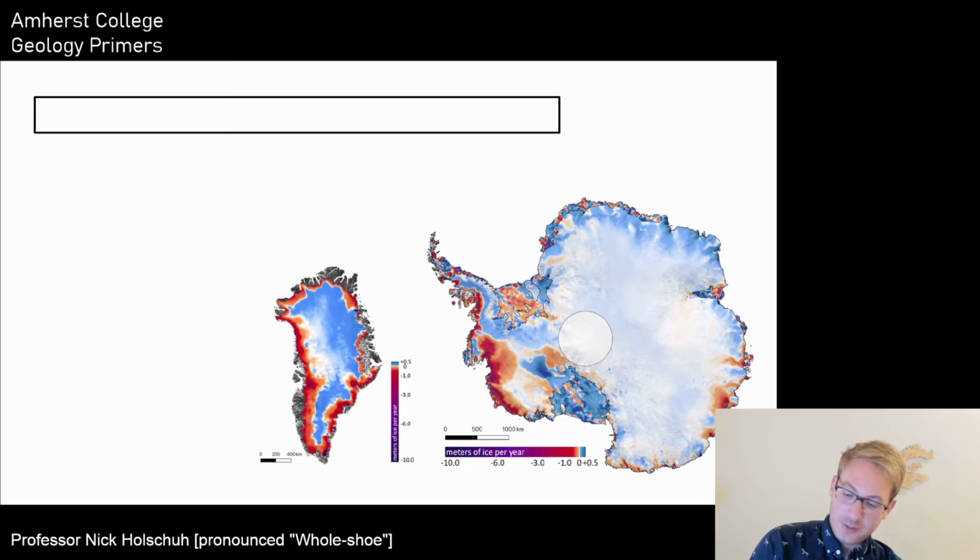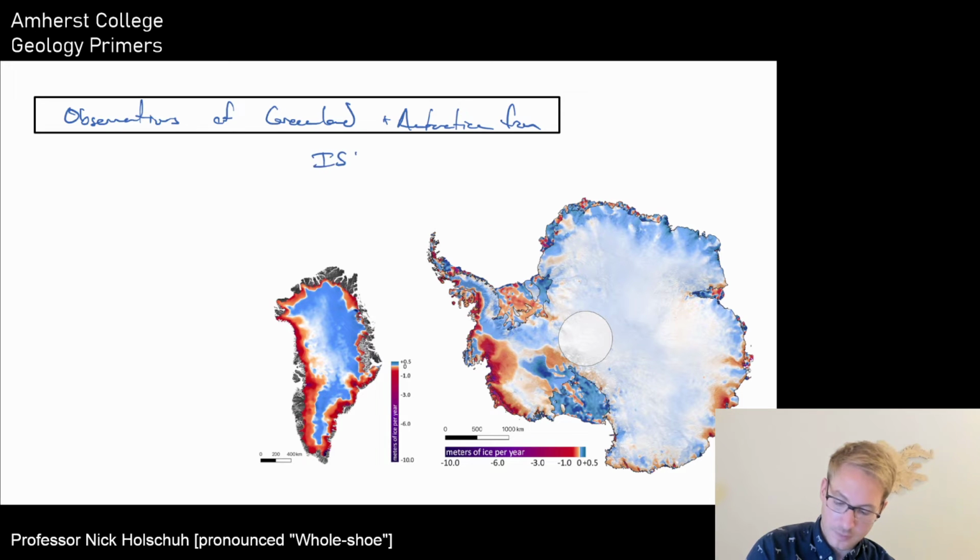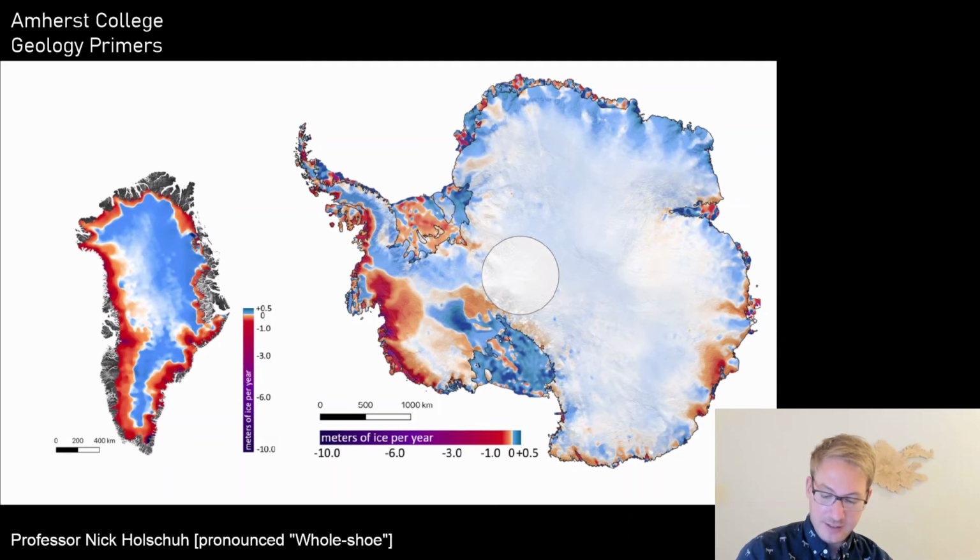So ultimately, we can use altimeters to measure changes in the surface elevation that we ultimately may want to convert to changes in mass. So these are observations of Greenland and Antarctica from ICESat-2. And the units that these are presented in is meters of ice.